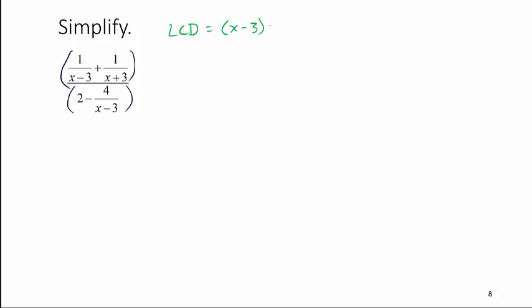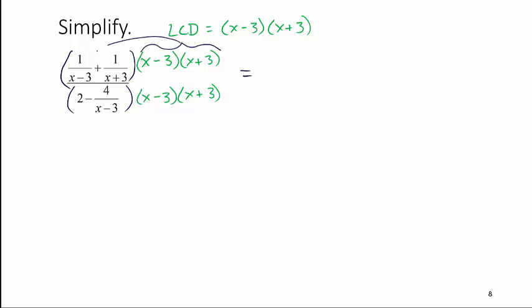x minus 3 times x plus 3, right? Those are all the little denominators that we see. So I'm going to multiply the numerator by x minus 3 times x plus 3, and I'm going to multiply the denominator by x minus 3 times x plus 3. Okay, and in doing that, we've got to distribute all of this to both of those terms.